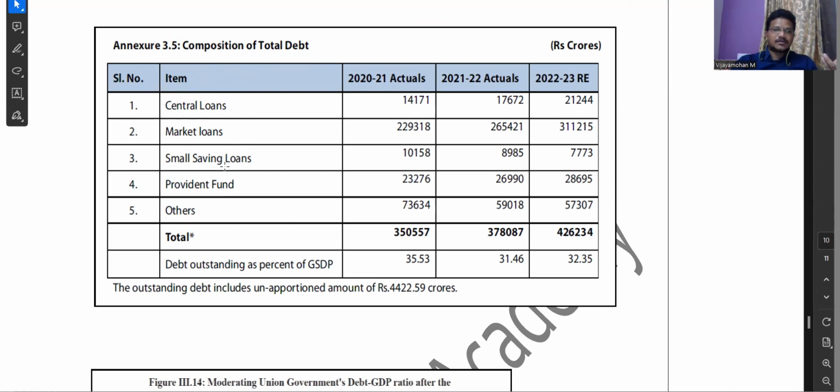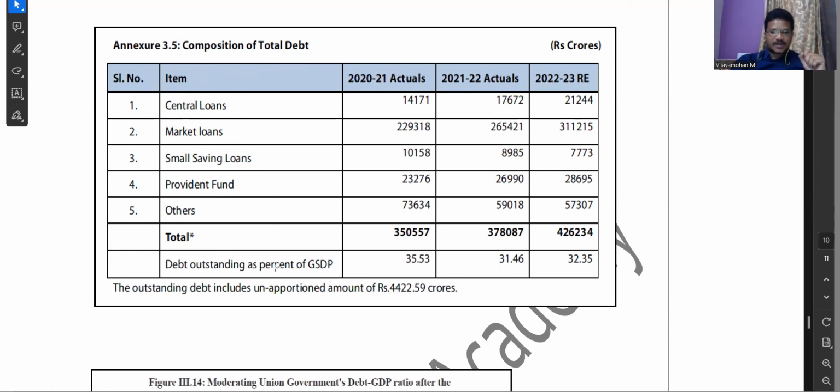The components of total debt are central loans, market loans, small savings loans, provident fund, and others. And what is the total debt? In 2022-23, total debt is around 4.26 lakhs crore. It has increased from 3.5 lakhs to 4.26 lakhs, right?